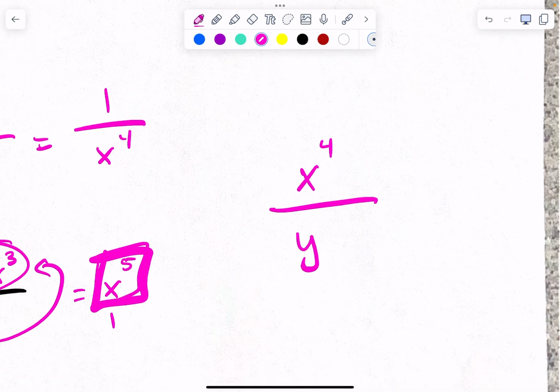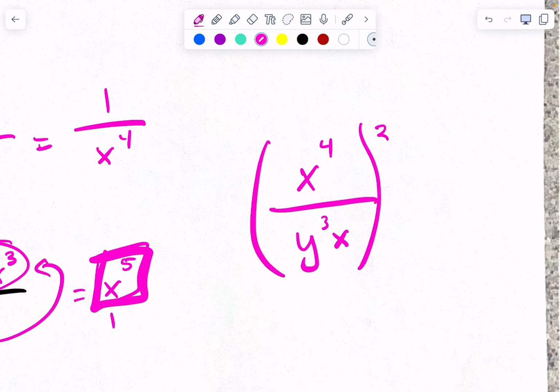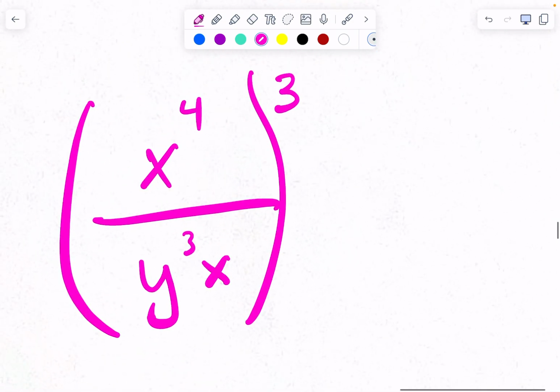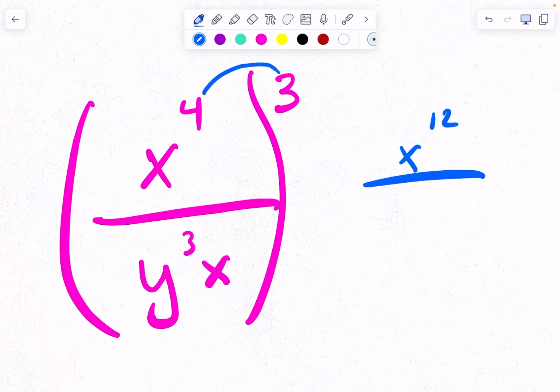All right, and then the last thing, let's say I have x to the 4th over y to the 3rd, and I'm going to put another x on the bottom, and let's say that is all to the 3rd power. Okay? What shall you do there? Distribute it first? Yeah. I don't care. So x to the 12th over y to the 9th, x to the 3rd, and now what?